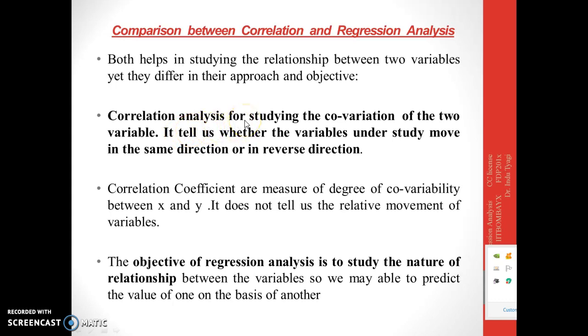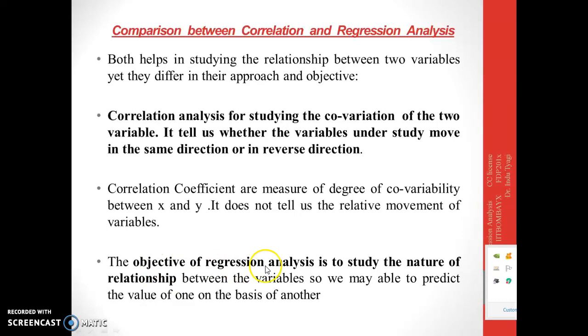Correlation analysis is for studying the covariation of the two variables. It tells us whether the variables under study move in the same direction or in the reverse direction. Correlation coefficients are a measure of the degree of covariability between x and y. It does not tell us the relative movement of the variables.